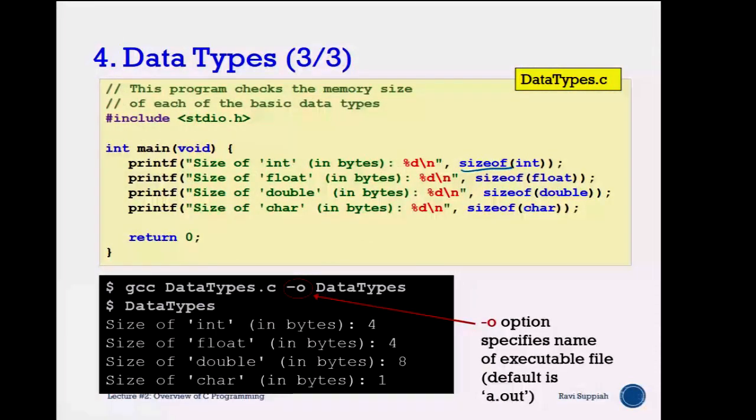Just now we said that by default, the output file is a.out. How do I specify my own name for the output file? I put a dash o. When I put a dash o and the file name, it will generate the output file based on this new file name. If I don't put a dash o, then by default it's a.out. If I put a dash o in the command line, then it will generate, for example, in this case, datatypes.out as the output file.